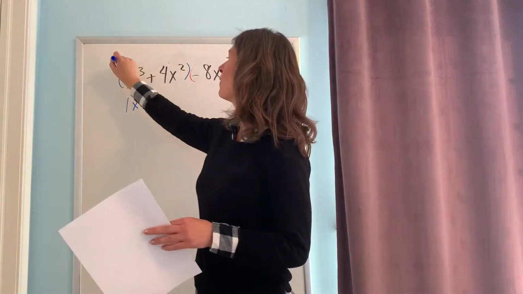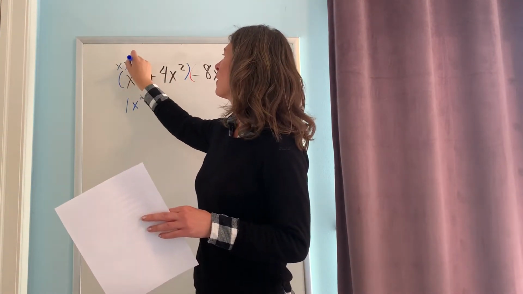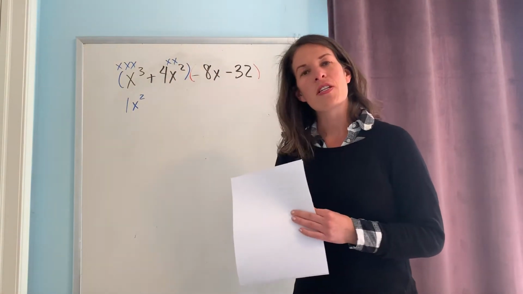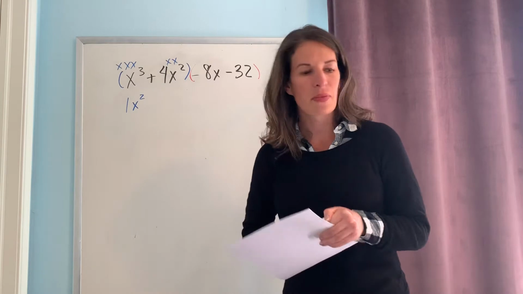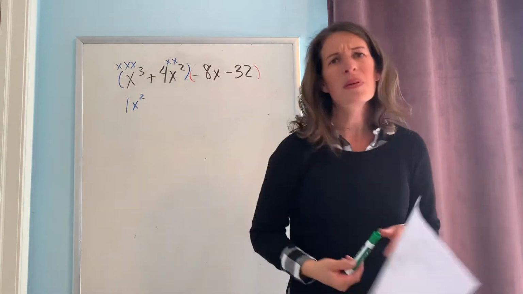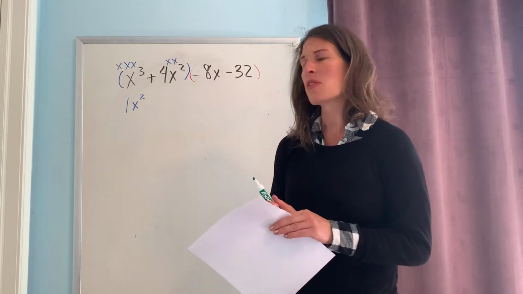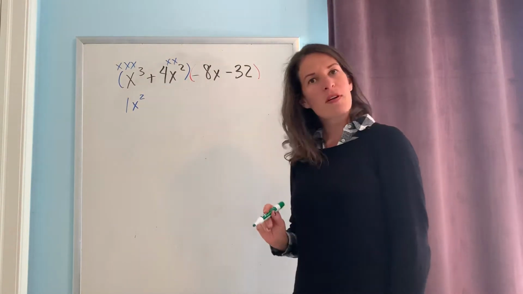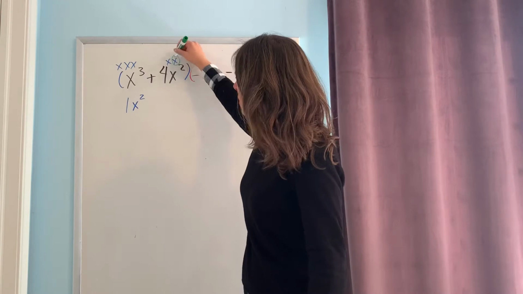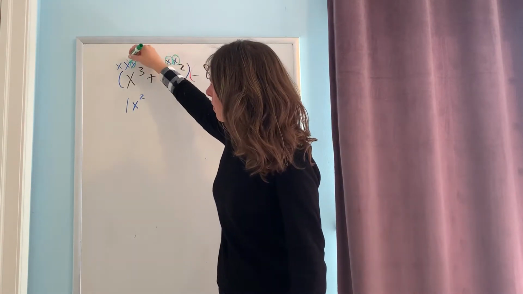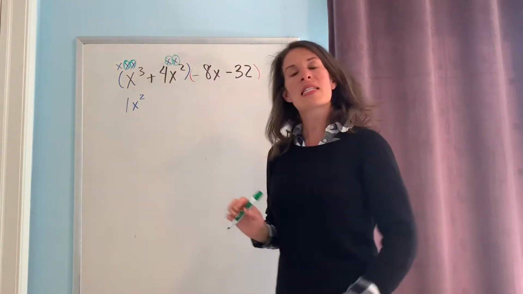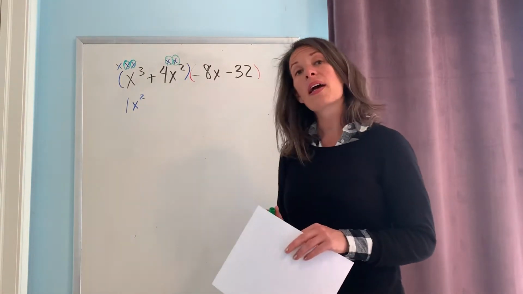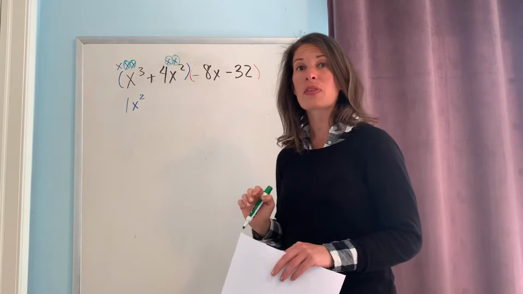If you need to, I find that everybody is for the most part able to use the factor sheet to be able to see the numbers that they need to take out, but not always able to see the variables. So I wrote 3 x's above my x cubed. I wrote 2 x's above my x squared. Notice I have 2 x's that I can take out of both of those. So that's why this is 1x squared that's coming outside of our parentheses.